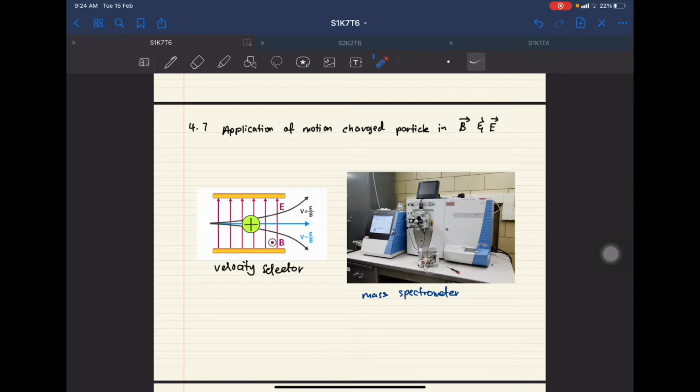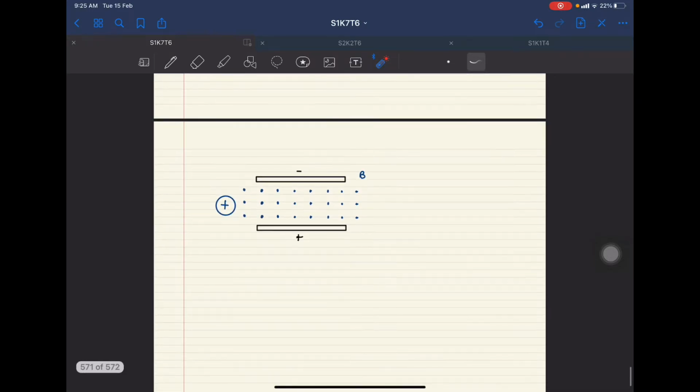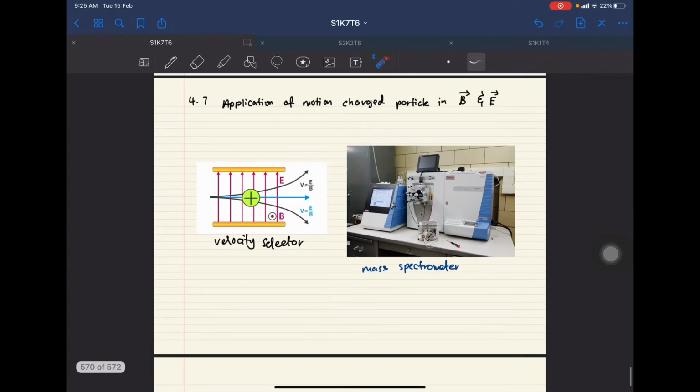So velocity selector, by its name, I think you guys can guess. The main application is to select the charge with a specific velocity. You know that the charges might have slightly different velocities. If you want to select just one particular velocity, just use a velocity selector. The mass spectrometer is normally used to identify the type of charge. Example over here. So basically this is a velocity selector.